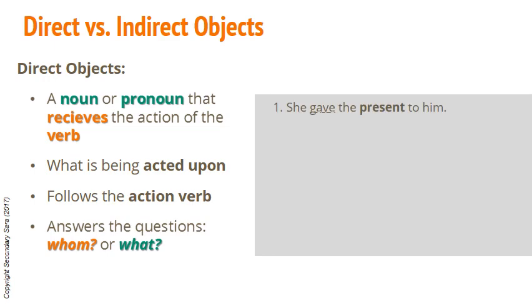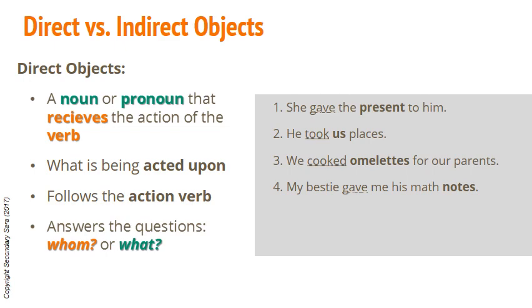She gave the present to him. The verb is gave, and we need to know what did she give? The present. He took us places. Took is the verb. Whom did he take? He took us. We cooked omelets for our parents. Cooked is the verb. What did they cook? Omelets. My bestie gave me his math notes. Gave is the verb. What did they give? Math notes.